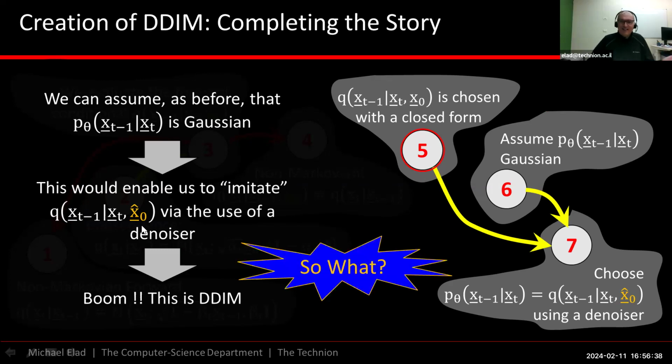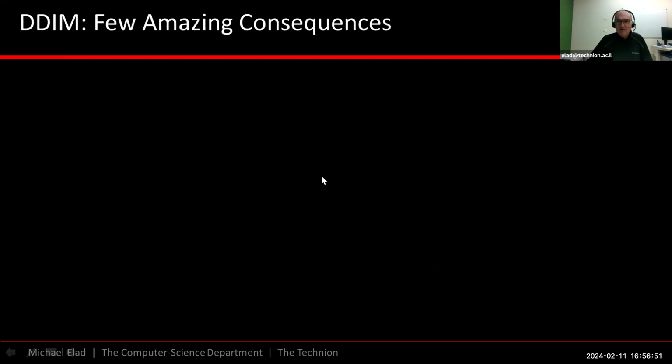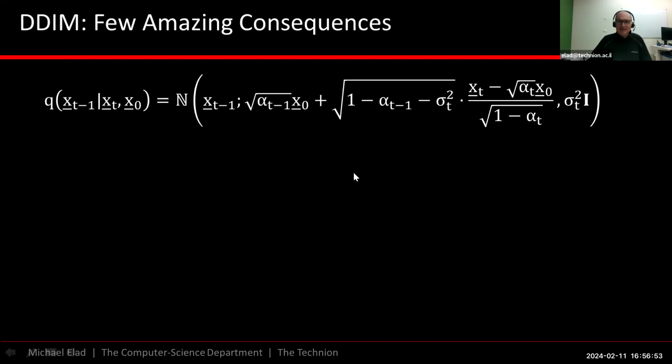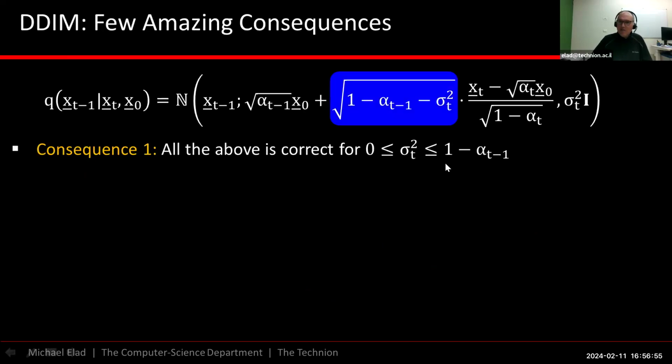Great. So what? What just happened here? Where is the wisdom in this algorithm? So let's talk about some consequences that will highlight what DDIM brings to the table that didn't exist before. First, you have a parameter and you can play with it, sigma t. Anywhere between 0 and 1 minus alpha t minus 1 is a valid choice of sigma t, and you'll get a family of algorithms, and now you can compare them and see which performs better.